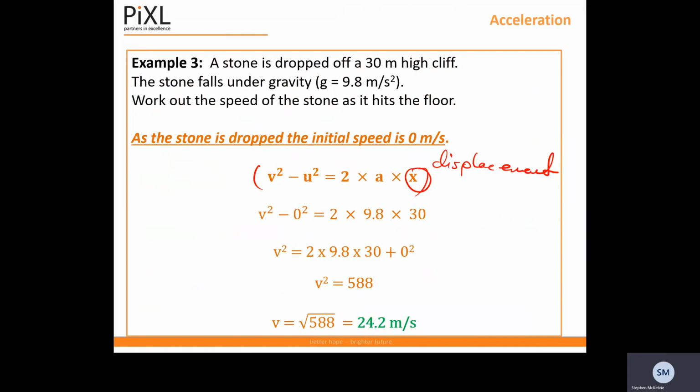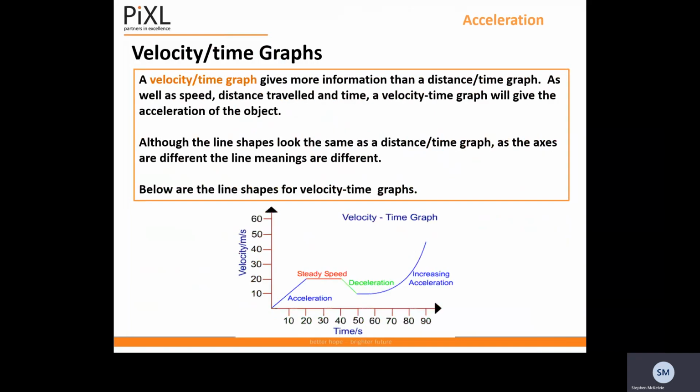Now, velocity time graphs are slightly different to distance time graphs. Distance time graphs, obviously, have distance on the y-axis, usually measured in meters. But this is a velocity time graph. It gives more information than a distance time graph. It gives you speed, distance traveled, time. You can also figure out the acceleration. Although the line shapes look the same, the axes are different, meaning the line meanings are different too.